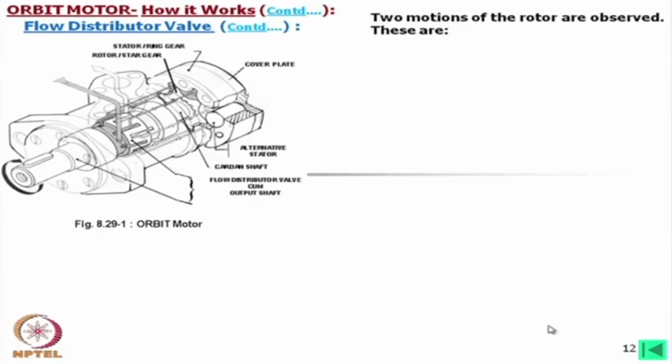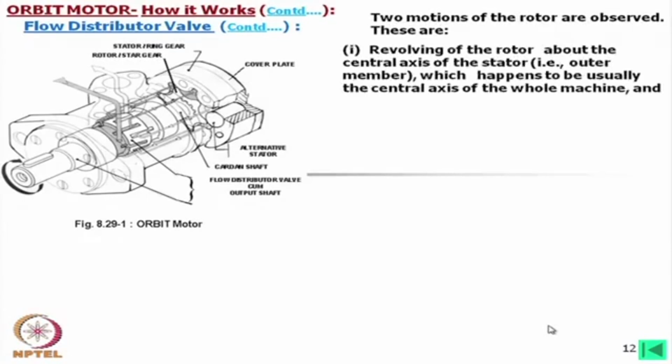Two motions of the rotor are observed. These are revolving of the rotor, rotor means in this case star, about the central axis of the stator. Stator means in this case ring gear, which happens to be usually the central axis of the whole machine. That means the central axis of the outer member is the central axis of the whole machine. And rotation of the rotor about its own axis. This member has a revolving motion around the central axis, and it has a motion about its own axis.